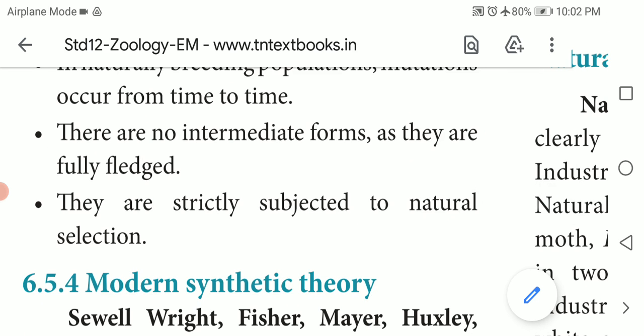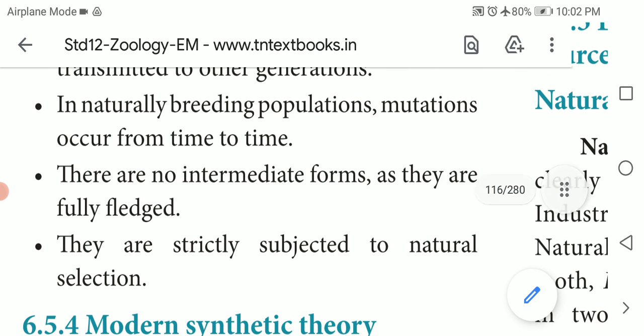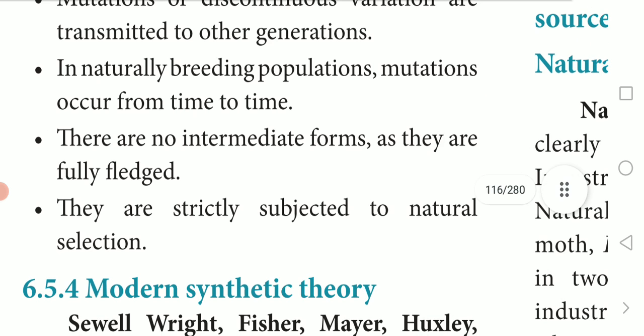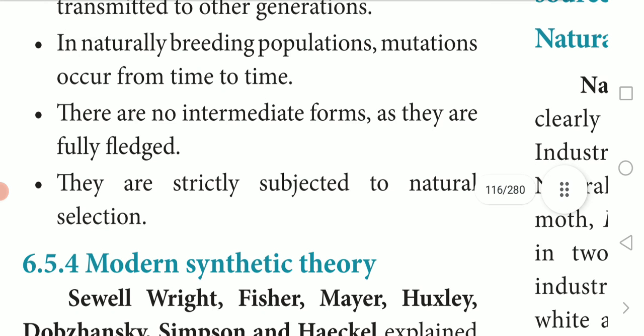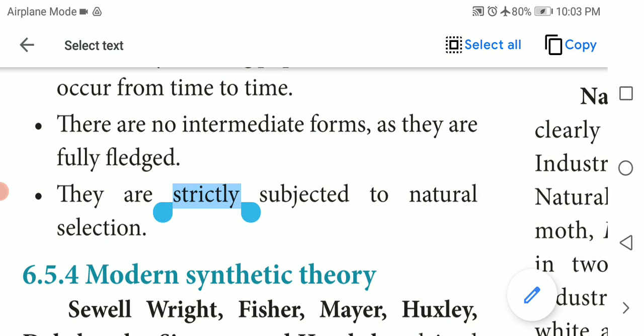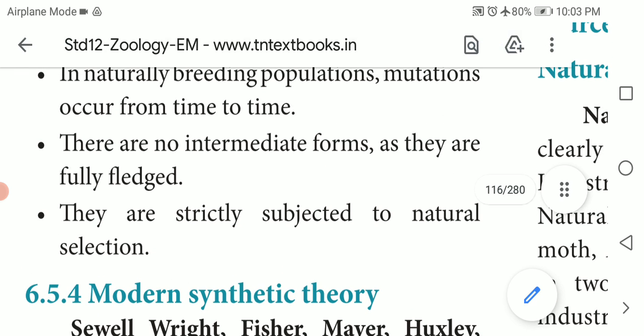There are no intermediate forms as they are fully fledged. If any sudden change occurs in any one organism, that change cannot be found in between the generations. That is the meaning of there being no intermediate forms as they are fully fledged.